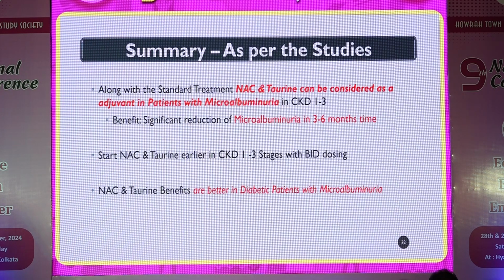To my friends, to summarize, the standard treatment, what we have today, NAC-taurine can be considered as an adjuvant therapy in patients with microproteinuria from CKD 1 to 3. Significant reductions in microprotein in 3 to 6 months' time I have shown in these studies. So to start NAC and taurine early in CKD 1-3 stages with BID dosing can be considered, and NAC-taurine benefits better in diabetic patient and microalbuminuria patient.